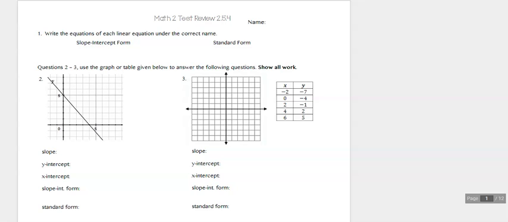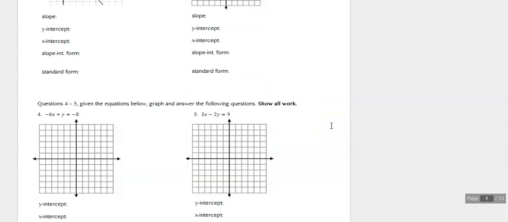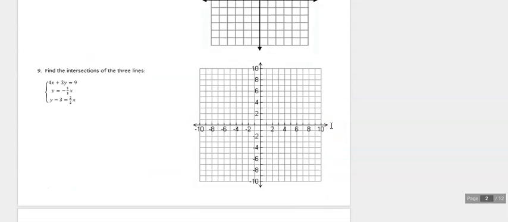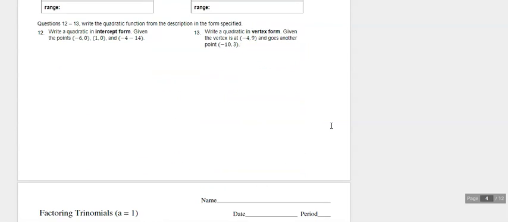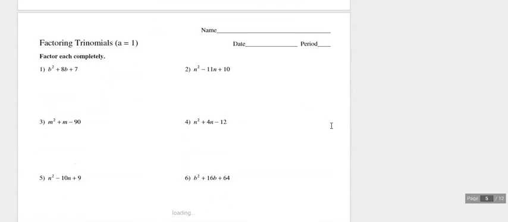I want to talk to you about this PDF because it's like 12 pages, so I want to just show you. We're going to be doing this linear review part right here. And then we're going to be doing this quadratic review part right here. The rest of it is optional.